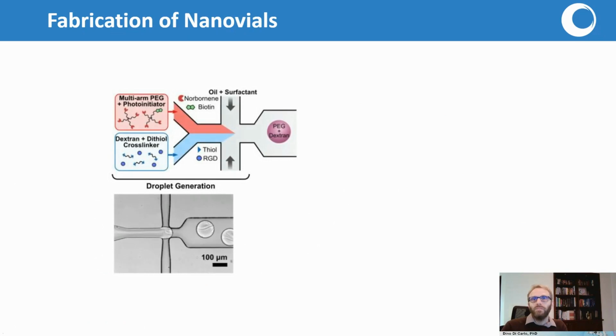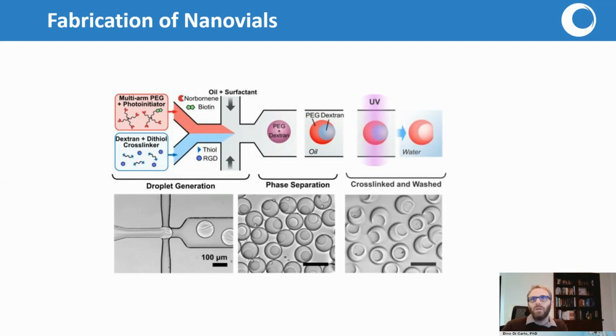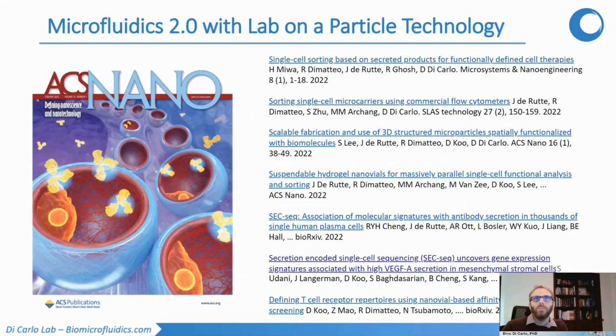How do we fabricate them? As I mentioned, we use microfluidics to fabricate them. We have a PEG polymer precursor that can be photo cross-linked. Then we have the cross-linker components and dextran in another phase. We co-flow these. We form a droplet. We allow this droplet of PEG and dextran to phase separate to form a PEG-rich and a dextran-rich phase in oil. And then we cross-link that with UV light, and we remove the dextran that was not cross-linked to create these bowl-shaped nanovials. So that allows us to make a lot of these nanovials very easily.